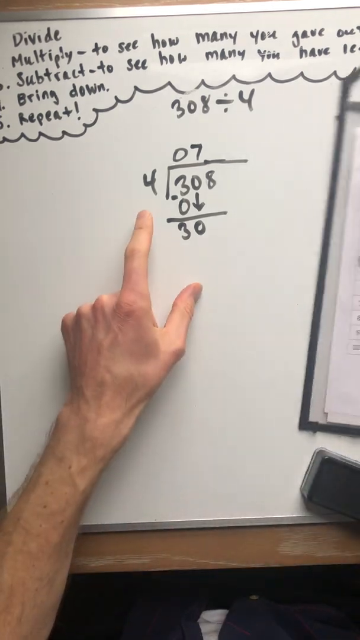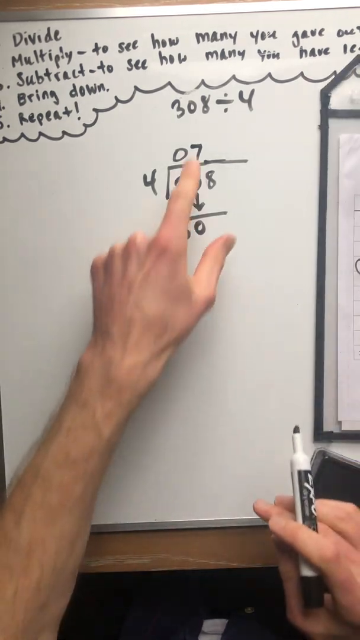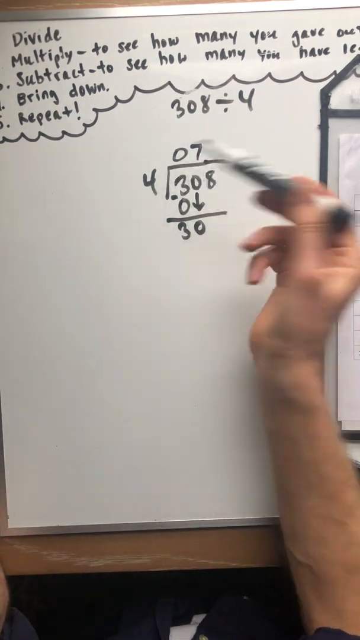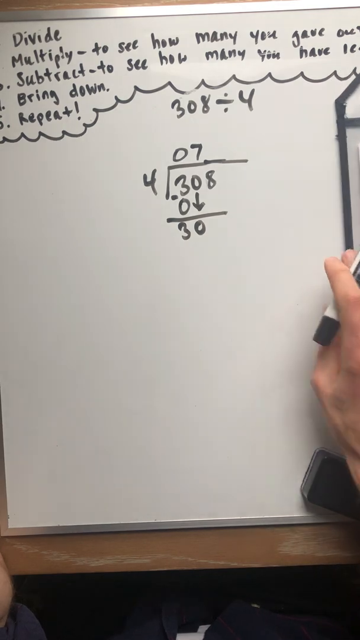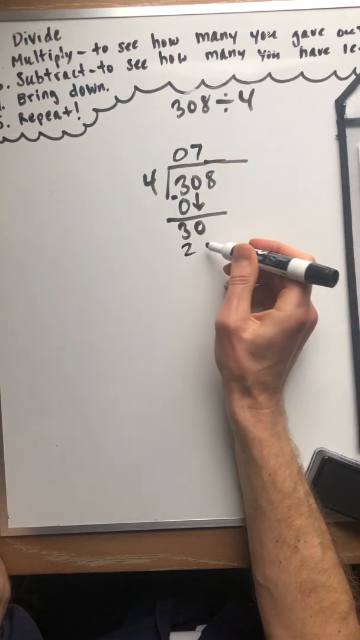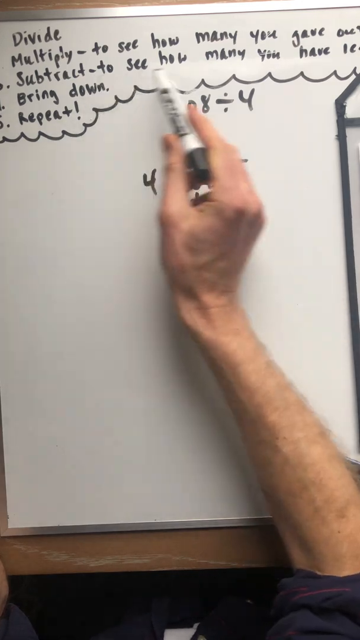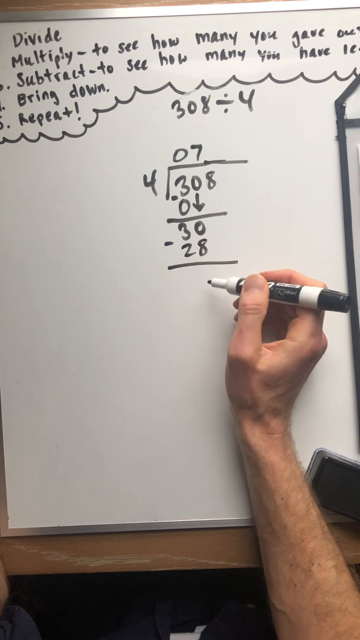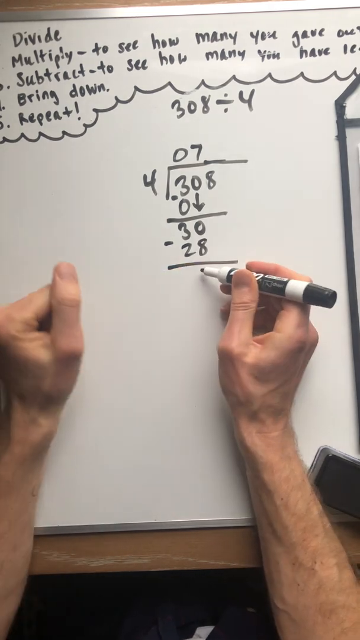So how many groups of 4 go into 30? Or you could say, how many groups of 4 go into 34? So now we multiply to see how many she just gave out. Well, what's 7 times 4? We just talked about it, it's 28. Subtract to see how many you have left. 30 minus 28. Well, let's see, 28, 29, 30, it's 2.